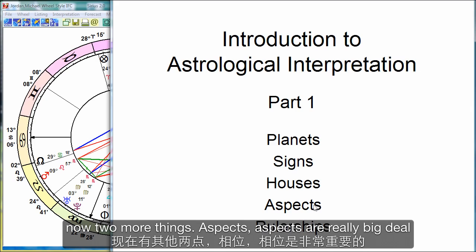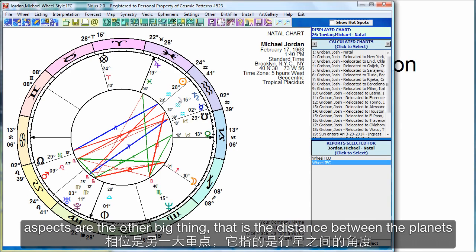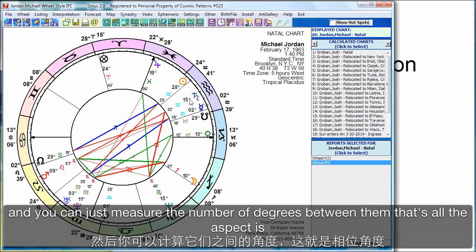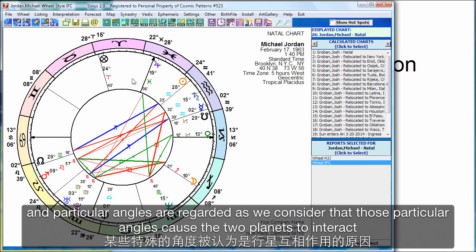Now, two more things. Aspects. Aspects are a really big deal. Aspects are the other big thing. That's the distance between the planets. We put the planets around on this circle, and you can just measure the number of degrees between them. That's all an aspect is. And particular angles are regarded as, we consider that those particular angles cause the two planets to interact.